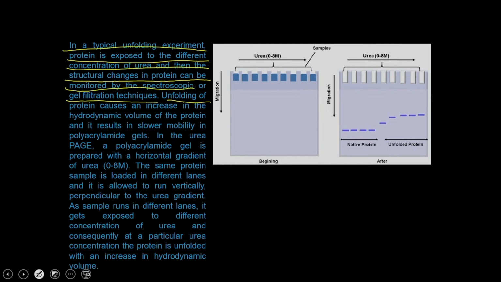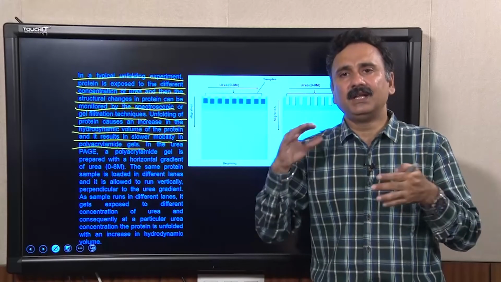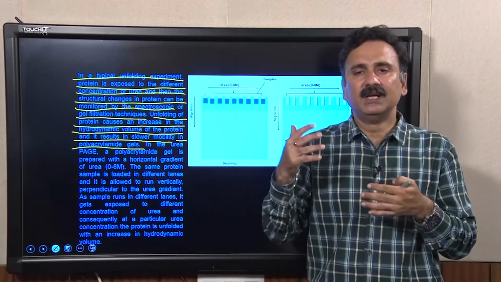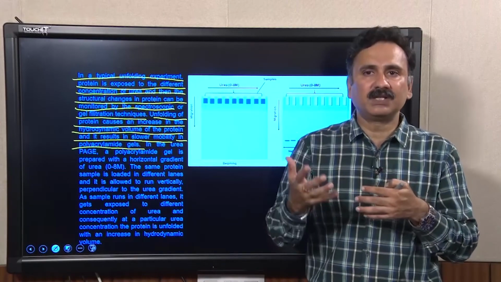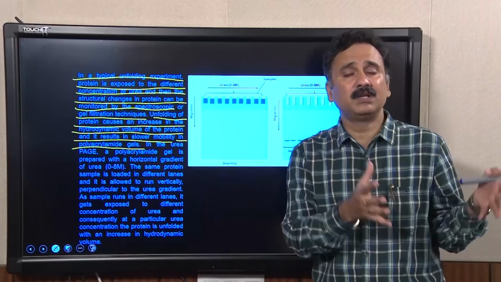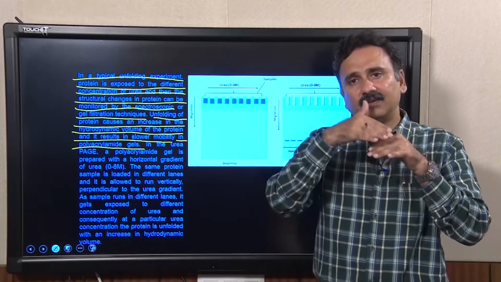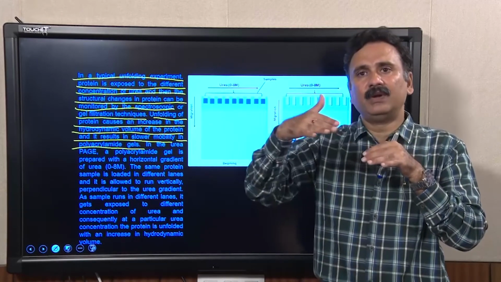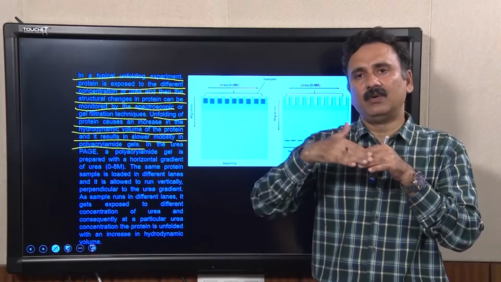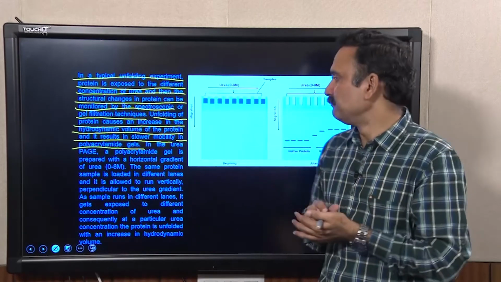Unfolding of the protein causes an increase in the hydrodynamic volume of the protein, and it results in slower mobility in polyacrylamide gels. Why is it so? Because once the hydrodynamic volume increases, the protein is going to experience larger and larger friction. That is how the friction component is going to increase, and that is how its mobility is going to be compromised, and that is why it is going to run at a slower rate.